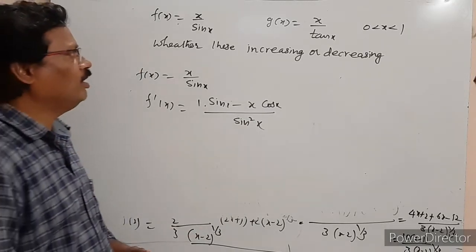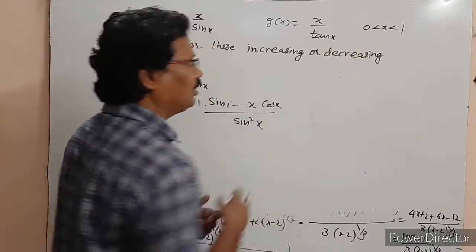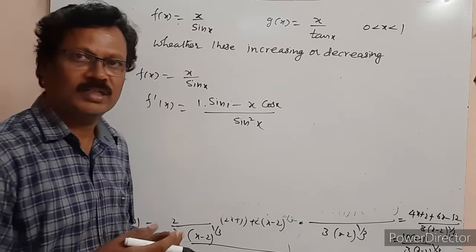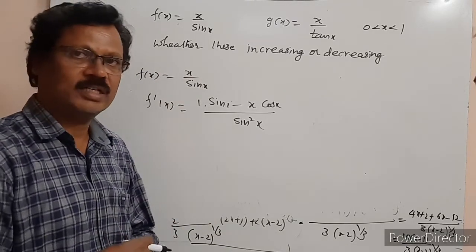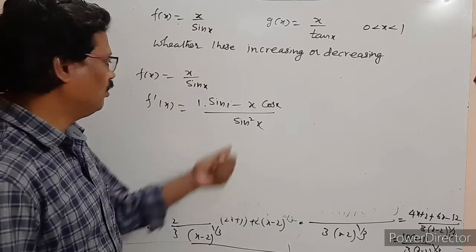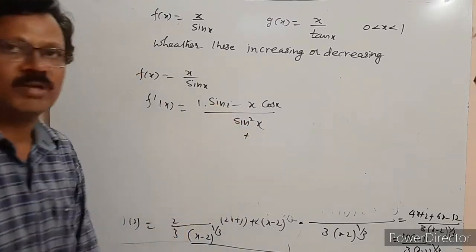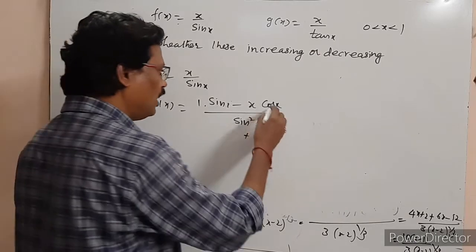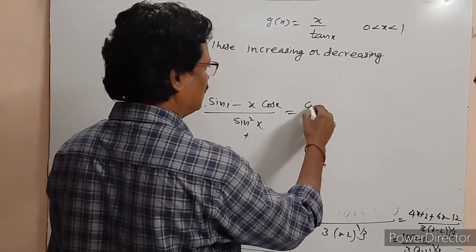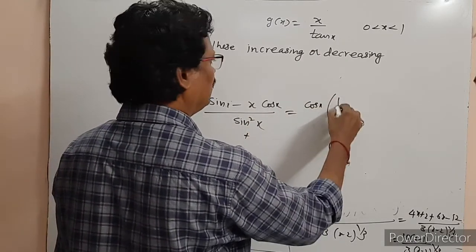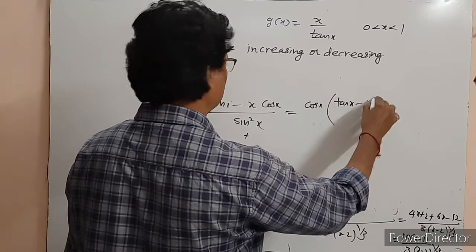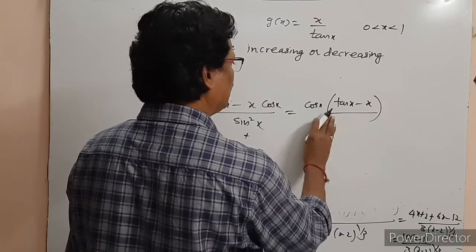Okay. Now x belongs to 0 to 1. 1 is less than pi by 2. Right. Now the square is always a positive number. What about the numerator? In this I am taking cos x common: cos x into tan x minus x. The denominator is sin square x.